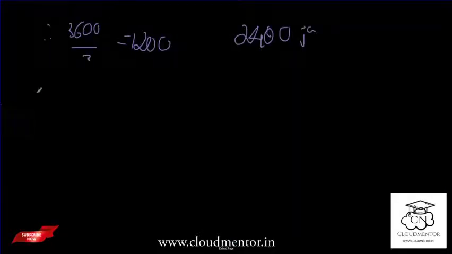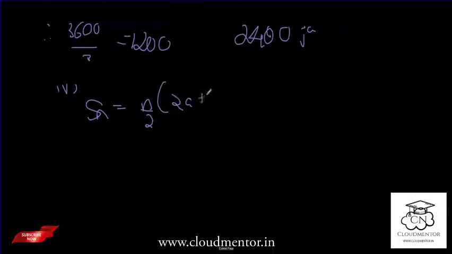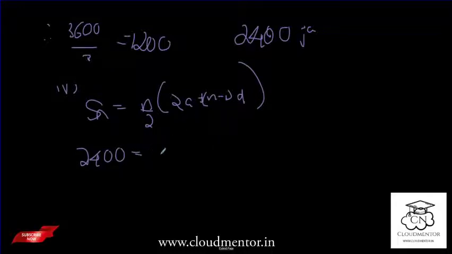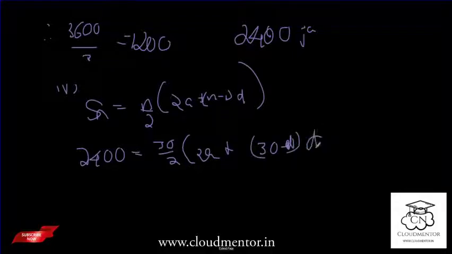And step 4 is again using the formula for the sum of an AP. Step 4 is to simplify the relations and get the result. So here we have to use the formula again: Sn equal to n by 2 of 2a plus (n minus 1) into d. Here Sn is 2400, equal to 30 by 2 of 2a plus (30 minus 1) of d. We are making one more equation to solve and get d and a.